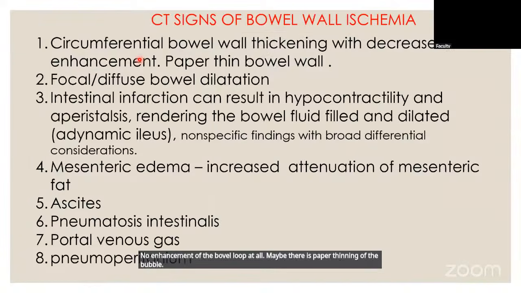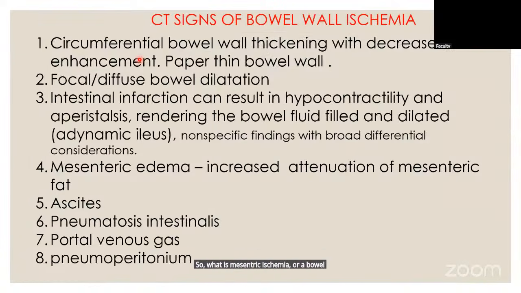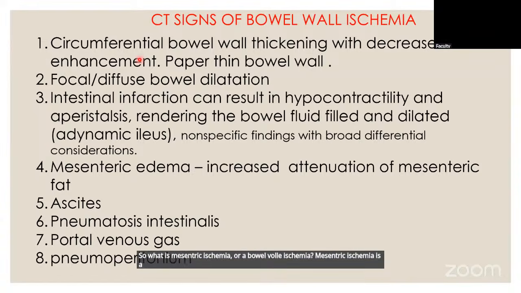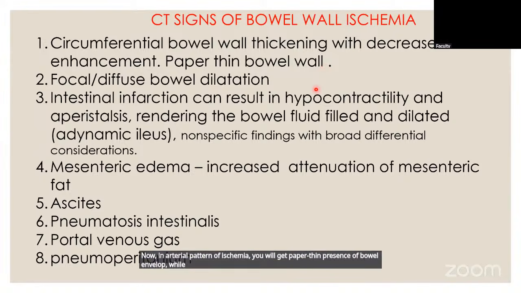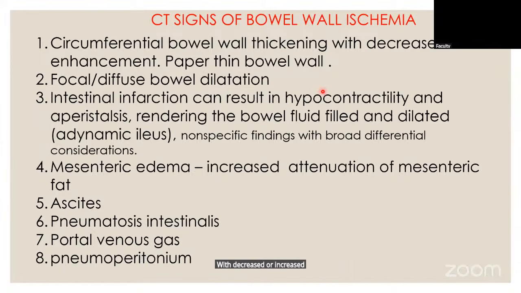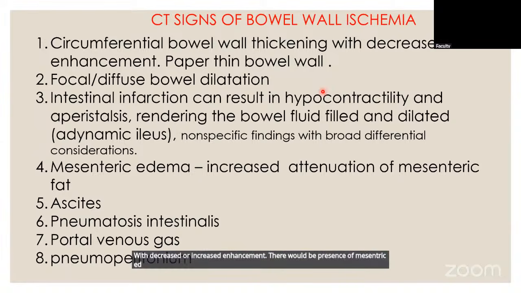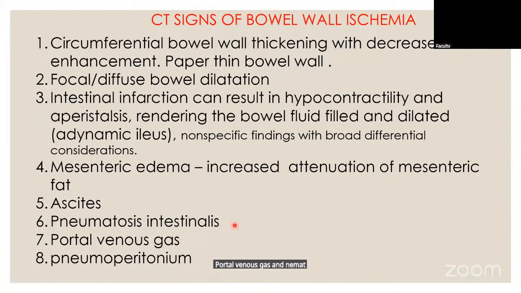So what is mesenteric ischemia or a bowel wall ischemia? Mesenteric ischemia is thrombus in one of the mesenteric arteries causing bowel wall changes. Now, in arterial pattern of ischemia, you will get paper thin presence of bowel loop, while in the venous pattern of ischemia, there would be more of a circumferential bowel wall thickening with decreased or increased enhancement. There would be presence of mesenteric edema, presence of ascites, and if there is increase in the severity, we might see portal venous gas and pneumatosis intestinalis, that is air in the bowel wall.